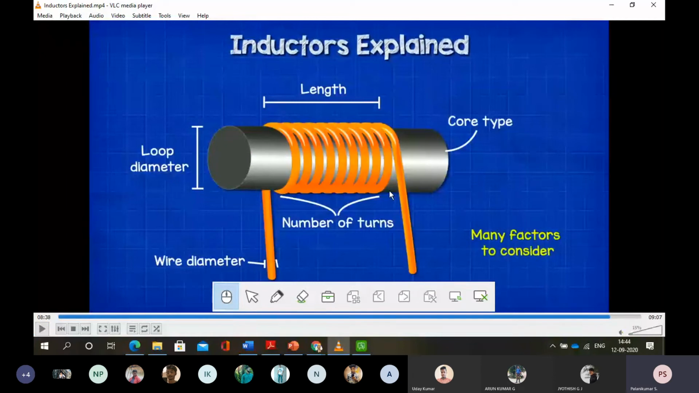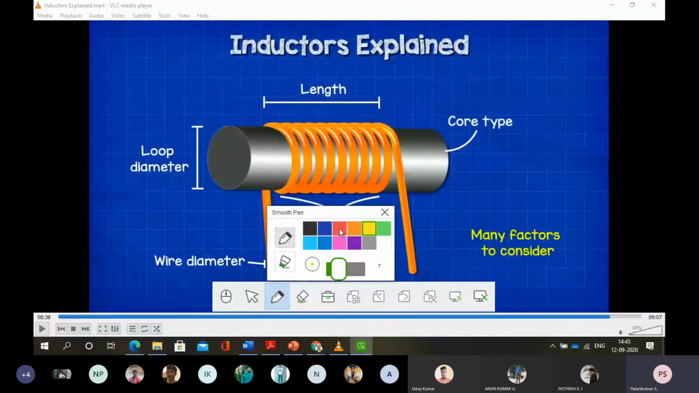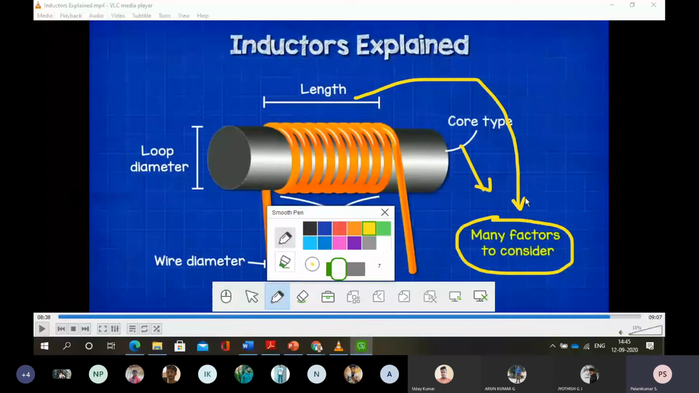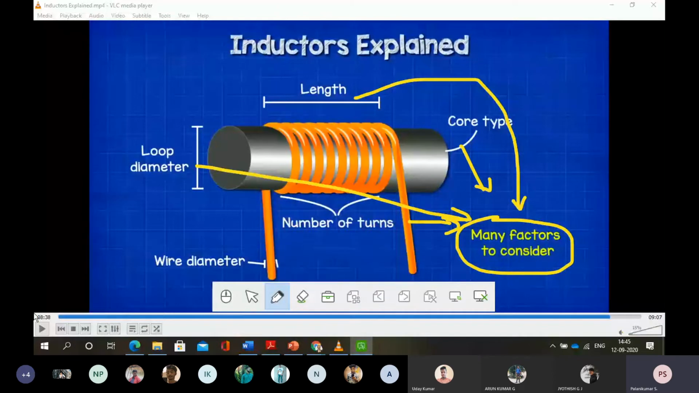So how are we able to do that? What is the wire diameter, what is the loop diameter, what is the length, and what is the number of turns? There are many factors to be considered for the inductance value. What is the core type used? Based on that, it may change. How much length we are using? Based on that, the inductance value changes. What is the loop diameter? Based on that, the inductor value changes. What is the wire diameter? Based on that, the inductance changes. So we have to consider many factors for inductance.